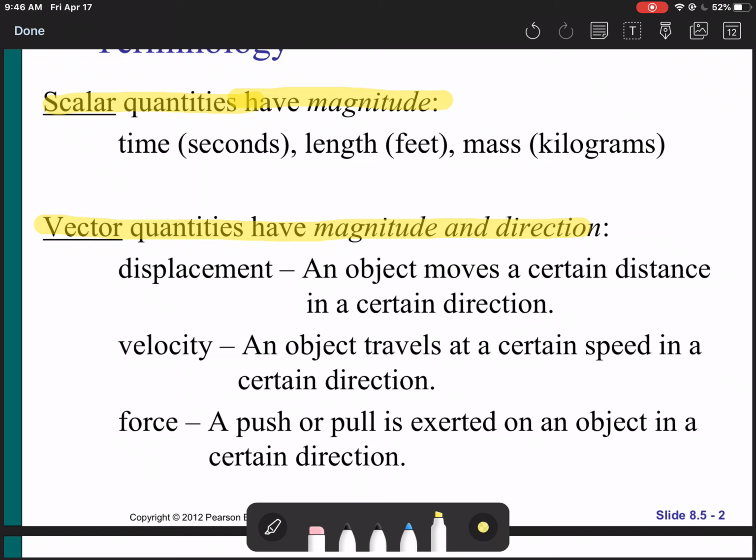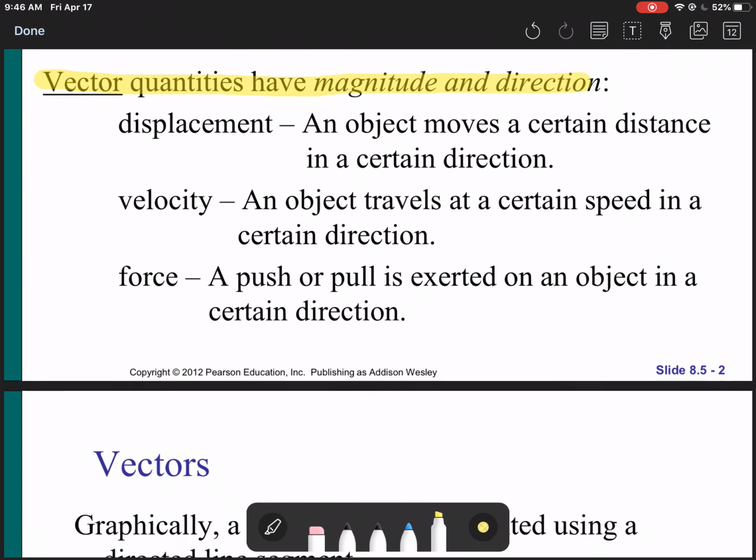Force, as I mentioned earlier, there's a lot of applications with vectors of force, where you have a push or a pull that's being exerted on an object in a certain direction, right? But the common theme there is we're throwing in direction when we're talking about a vector. So it's a quantity that has magnitude, right? Some measurement, but it also has a direction component.